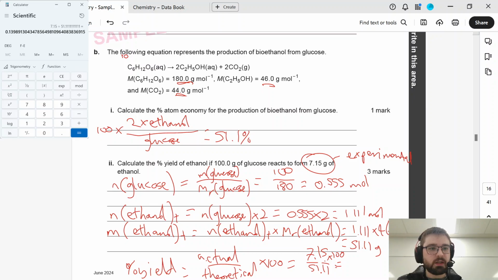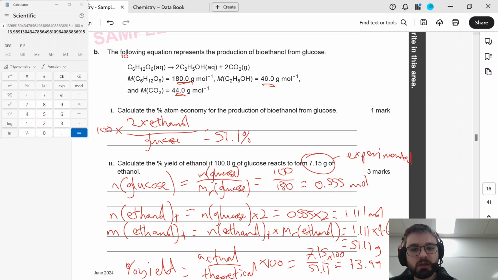Again, use your answer there. It's just harder to do in this one. So it is going to equal 13.99. So round that up, and I'll put 3 sig figs, 4 sig figs, so I will do 14.0% there.